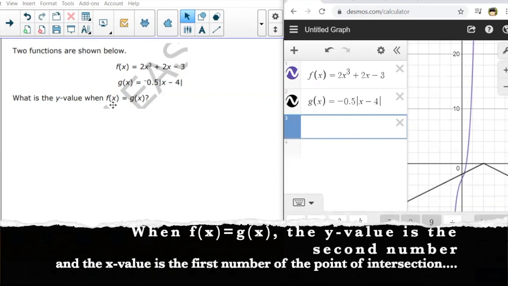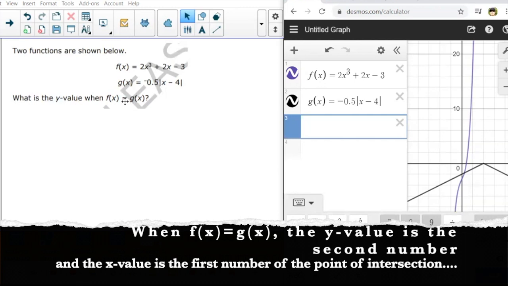How do we know that? We just look at the point of intersection. If you notice here, g of x is the black line, and it forms a V, and f of x forms a purple line. When you look at the point of intersection, that is where the y value of f of x and the y value of g of x are equal.